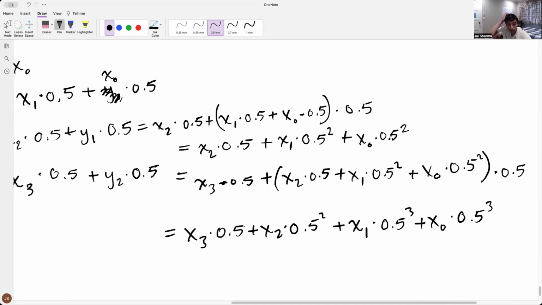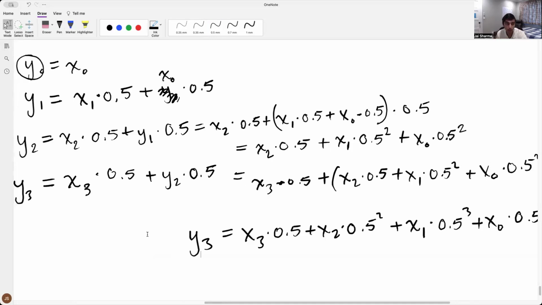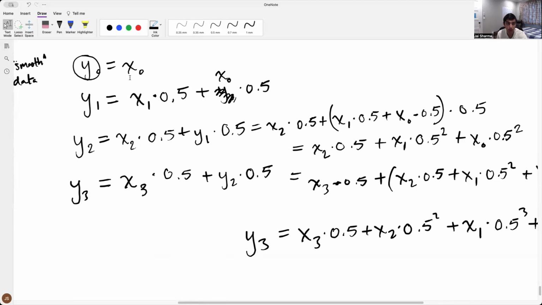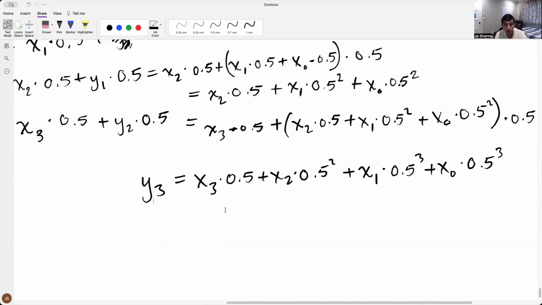Okay, so now I think we can start to understand what y3 is. I think this is really crucial to look at. Initially y0 is just x0. We're not actually doing anything to the initial value of x. But now y3 is a very, very complicated term, right? And what is this exactly?